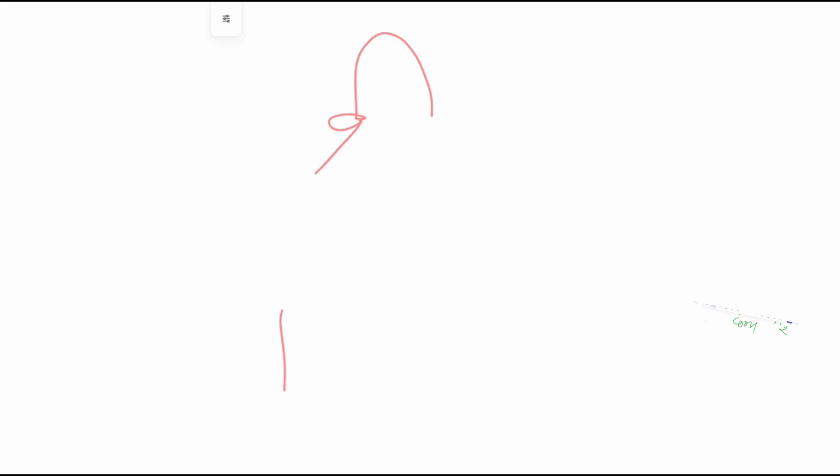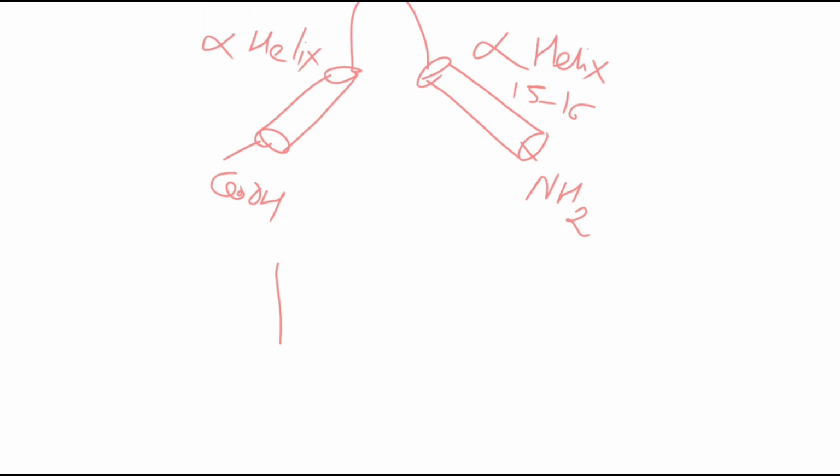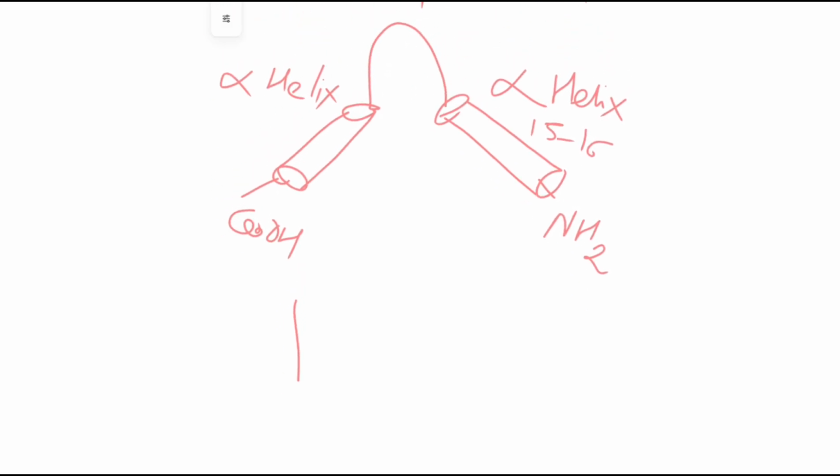Now what is a helix loop helix motif? So let's know about the helix loop helix motif. It is different from the helix turn helix motif. Mostly people confuse the helix turn helix motif and the helix loop helix motif. The helix loop helix motif is involved in DNA binding as well as protein dimerization.